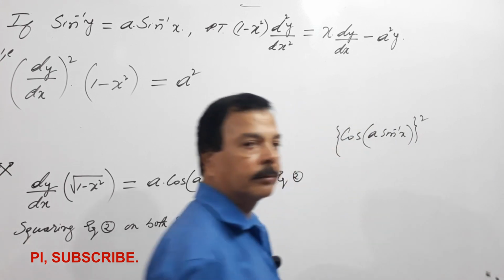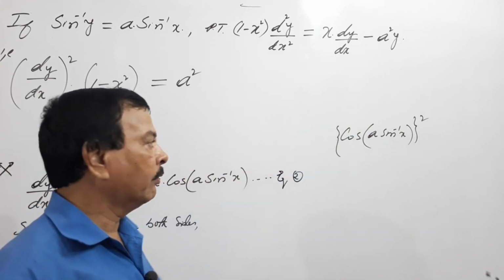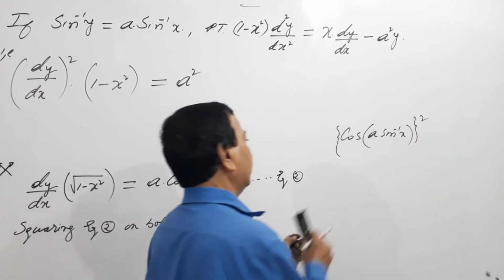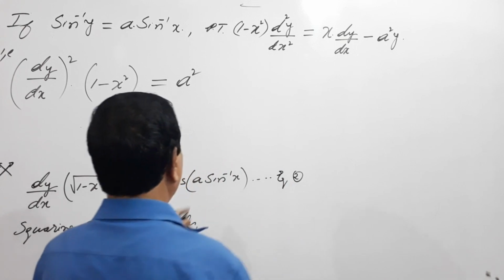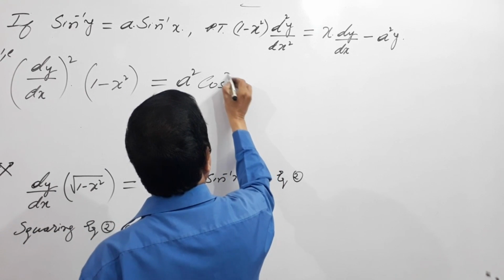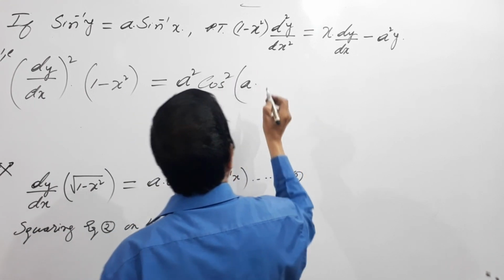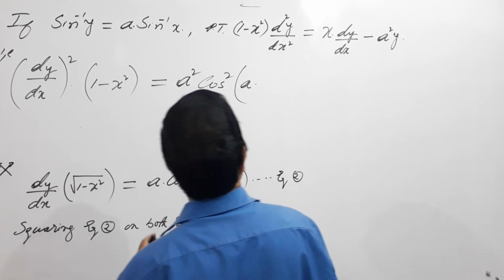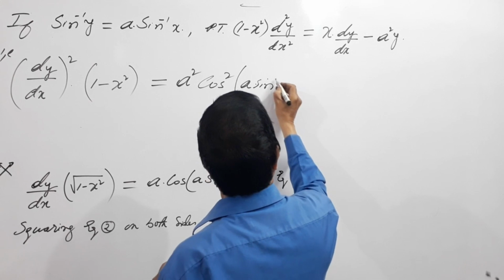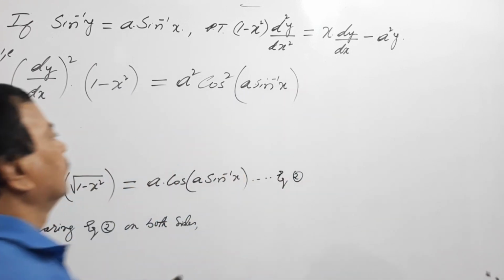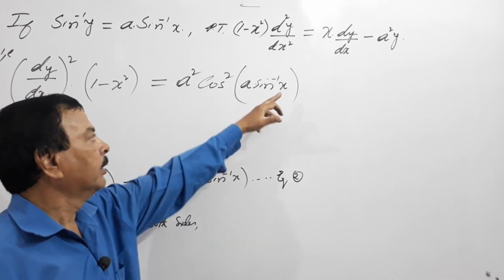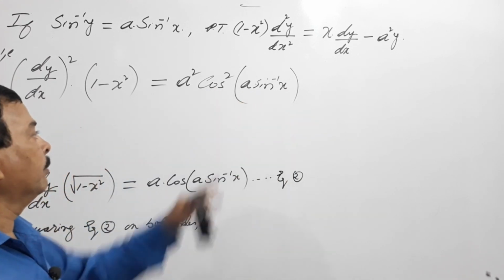Don't write this. If you write this, it's gone wrong. You have to take 2 into cos of this and later on differentiate in a function also. That's not the case. So what happens here? This becomes cos square of a into sin inverse x. So squaring, if you have squared both sides, this becomes cos square of a into sin inverse x. Remember this step, very important step.